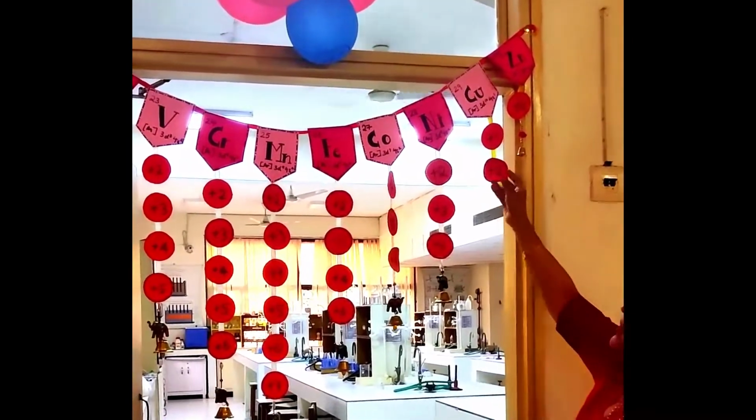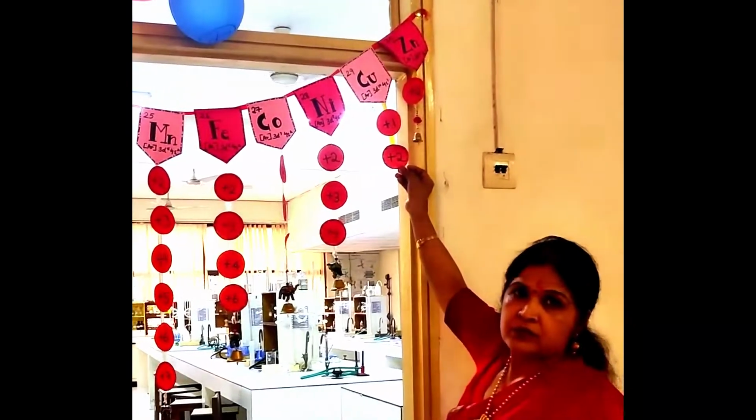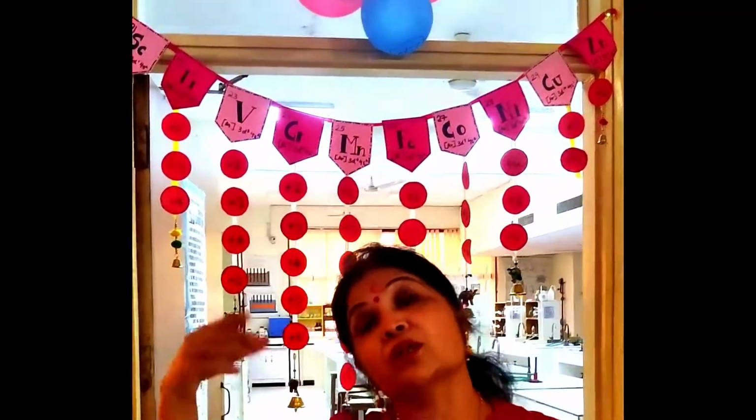And one more question is very, very important. Copper +1, copper +2. Copper +1: what is the configuration of copper? 3d10, 4s1. +1 means loss of 1 electron. One electron is removed from 4s1. So what is left? 3d10. And d10 is a highly stable configuration. So +1 should be a very, very stable oxidation state.